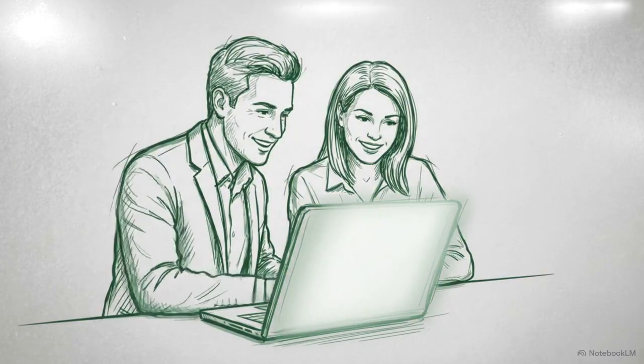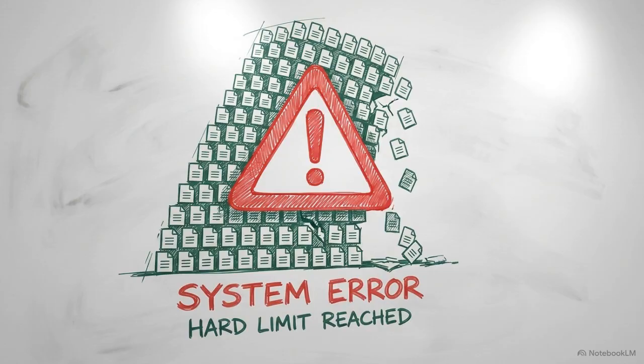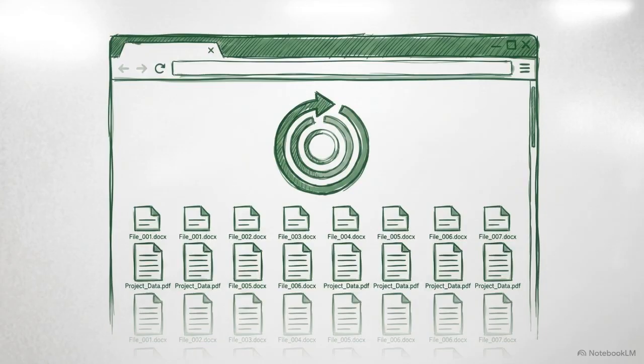Panel 3 brings us to performance diagnostics, specifically addressing severe latency and bloated storage metrics. SharePoint enforces a hard limit known as the 5,000 item threshold. Once a library view exceeds this number, unoptimized views break down and fail to load entirely.